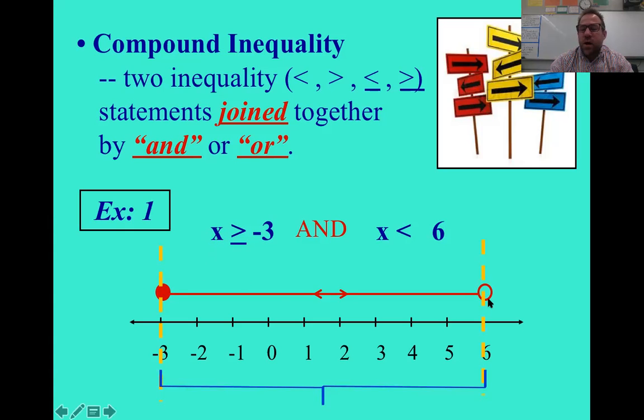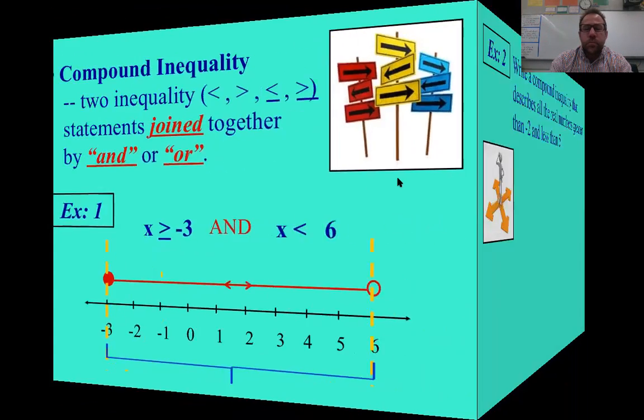But these are like stop signs. So even though we drew the arrow going to the right, as soon as we got to this circle, it's like a stop sign. We had to stop. And when we drew the arrow going to the left, this was a stop sign. So we want everything in between, okay? All right, let's try another one.